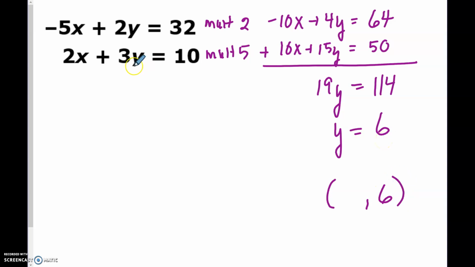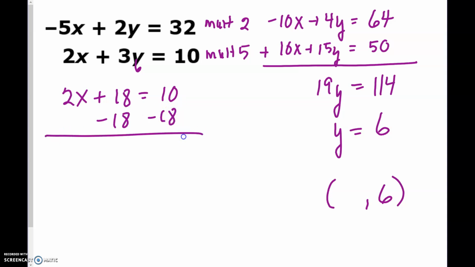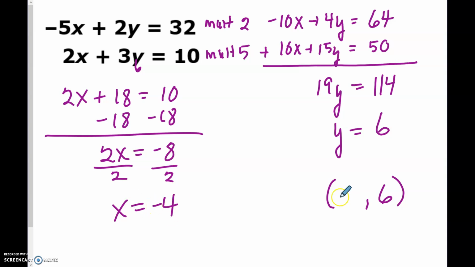I'm just going to put it in this bottom one. So I have 2x plus, and when I put a 6 in here, I get 18 equals 10. And when I subtract 18 from both sides, I'm going to get 2x equals -8. And we're going to divide by 2. So it looks like x is going to be -4. So our solution to this problem is going to be -4, 6.